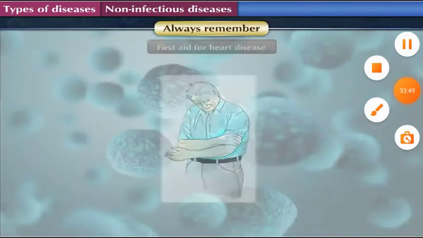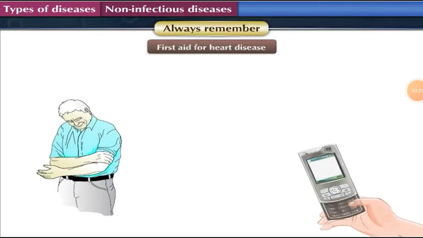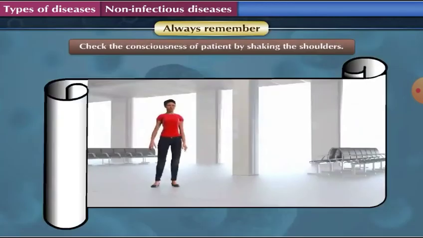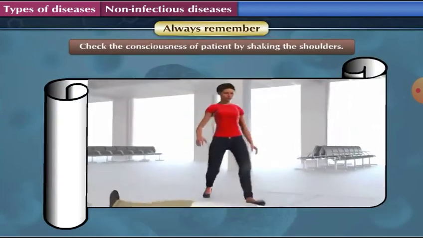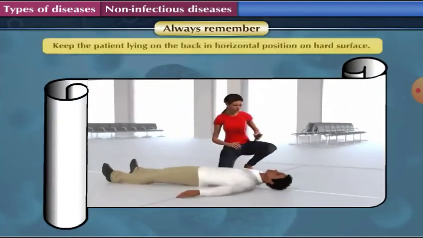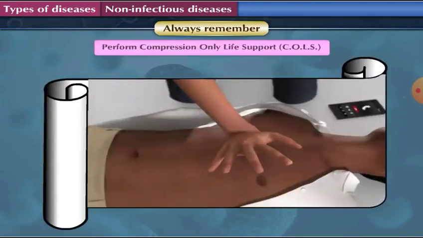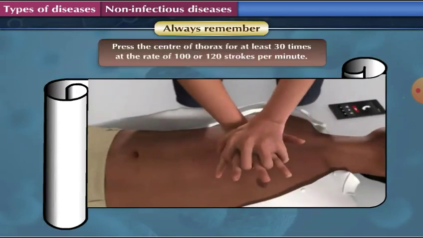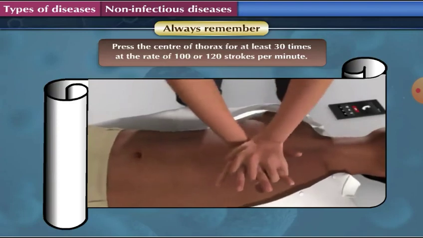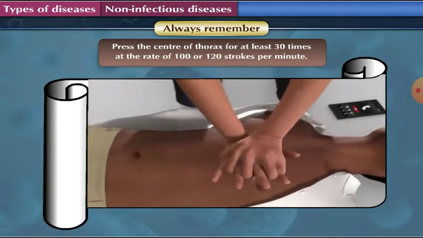Always remember, at the time of heart attack, first call 108 for ambulance. Check the consciousness of patient by shaking the shoulders. Keep the patient lying on the back in horizontal position on hard surface and perform compression-only life support, that is COLS. To perform this, press the center of thorax for at least 30 times at the rate of 100 or 120 strokes per minute.